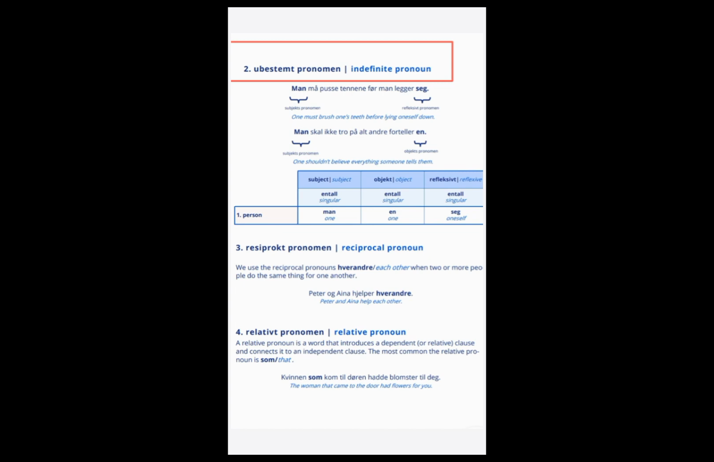The third form of pronoun is the reciprocal pronoun. Here you can say it's simple, just hverandre in place of each other. The fourth form of pronoun is the relative pronoun. They use som for who or that. As you can see in the example, the woman that came to the door, kvinnen som kom til døren. They use som in place of that.